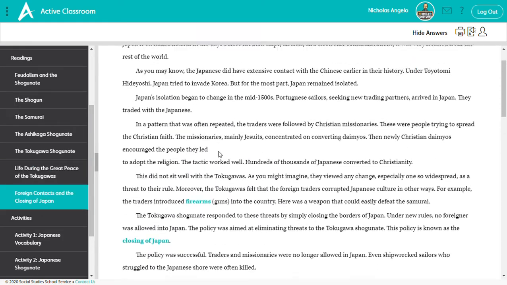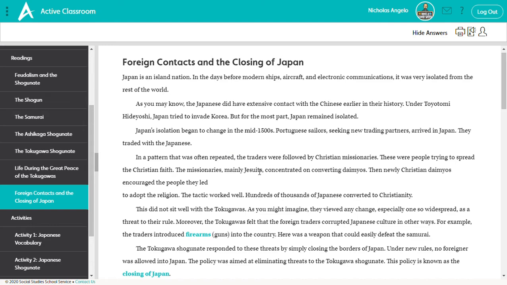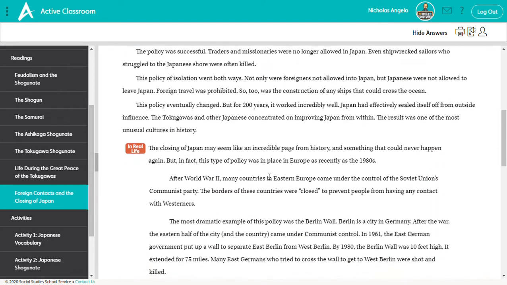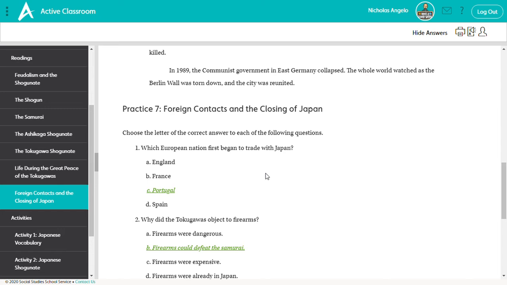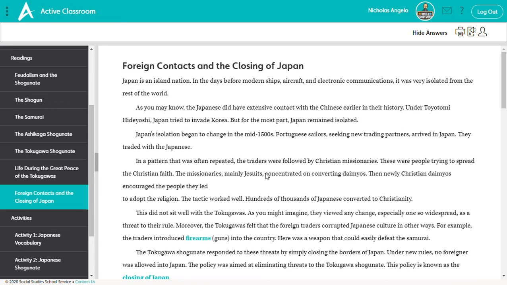Last section. Foreign contacts and the closing of Japan. Number 1. Which European nation first began to trade with Japan? England, France, Portugal, or Spain? Portugal is your best choice here.